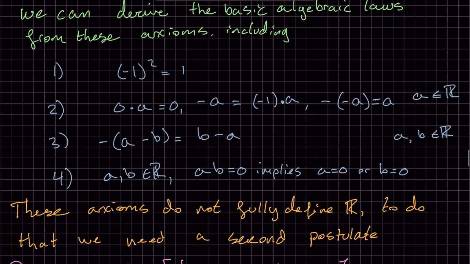So we can derive basic algebraic laws from these axioms, including: 1. Negative 1 squared is equal to 1. 0 times a equals 0. Negative a equals negative 1 times a. Negative negative a is equal to a for all a in R. 3. Negative (a minus b) is equal to b minus a.